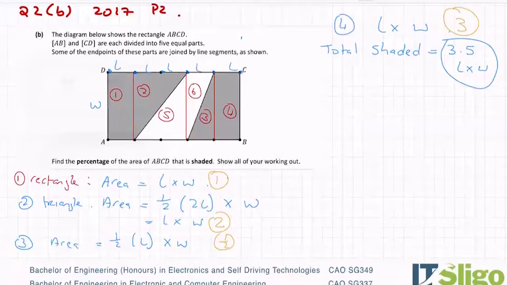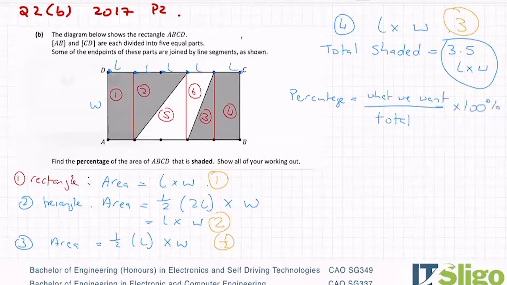So it says what percentage is shaded. Always to get percentage, it's what you want over the total multiplied by 100%, or multiply by 100 over 1 if you want. So I need to work out what the total area is.